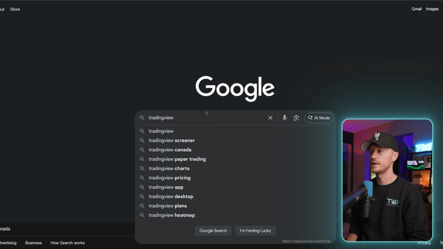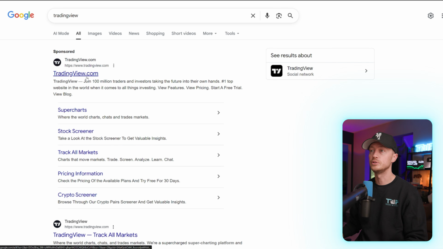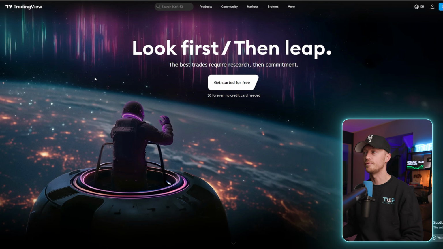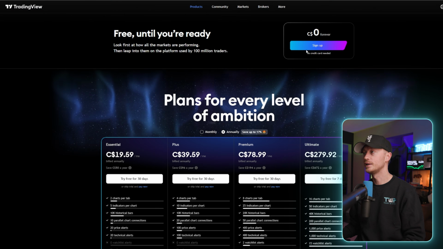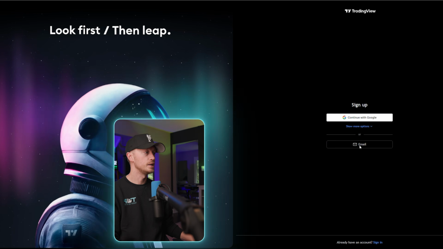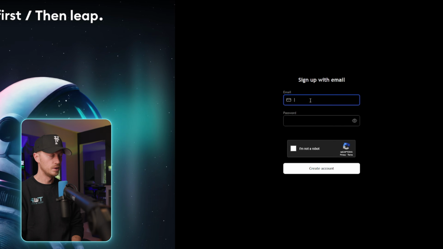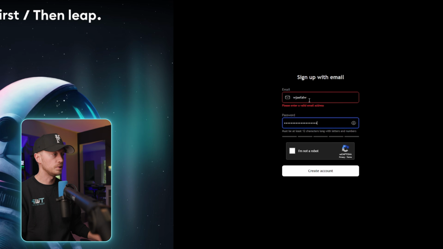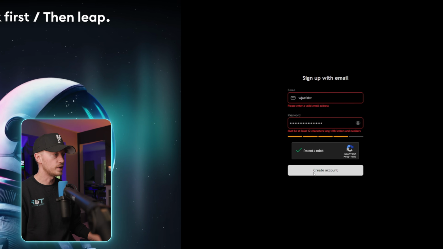Now we have to get you on your first trading chart ever. Here, let's just type in TradingView right here. This is the website we want to come to, tradingview.com. It's absolutely free. Click Get Started for free. Click Sign Up on the top right. Put your email in right here. Not a robot, create account.